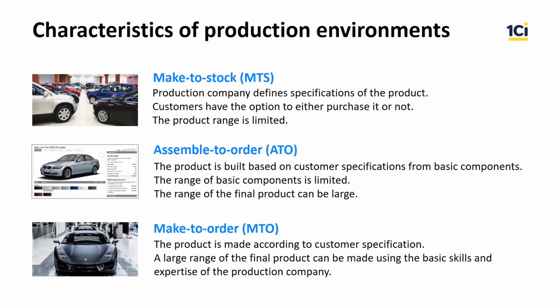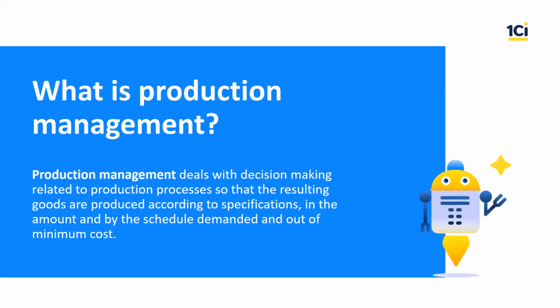Again, those types of environment are different from one point of view, and similar in that we still have products and their specifications. And here, customer relationship also comes into play, and we need to manage that. So production management deals with decision-making related to production processes. It decides what to produce according to which specification, when, and at which cost.